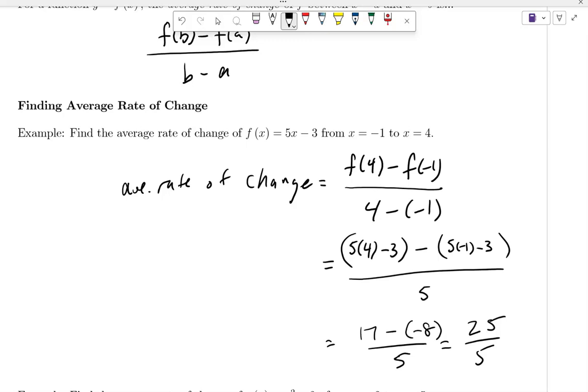$17 minus a minus 8 gives you 25, and we simplify and we get 5. Questions?